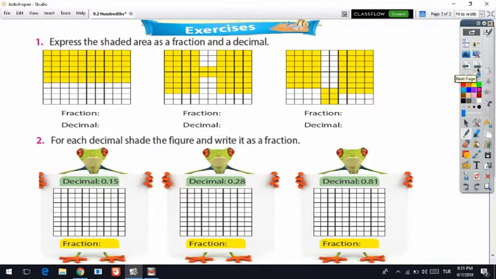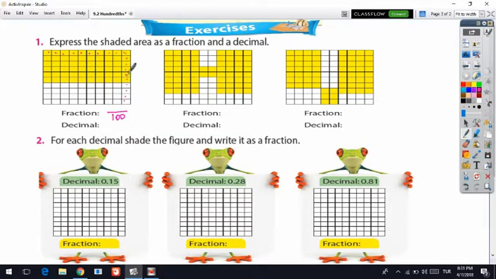The first question: express the shaded area as a fraction and as a decimal. Okay, first the fraction. You draw the fraction bar, then you write the number for the denominator. First, how many equal parts do we have? 1, 2, 3, 4, 5, 6, 7, 8, 9, 10. If you multiply these, you will get 100.